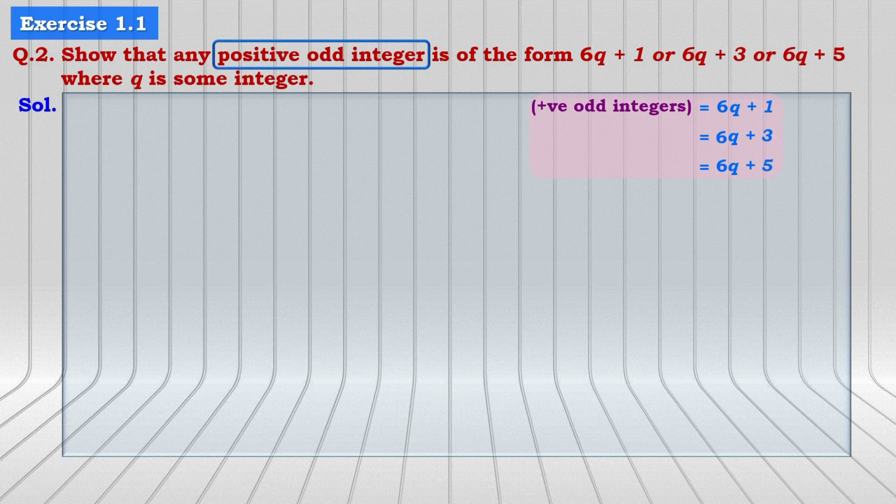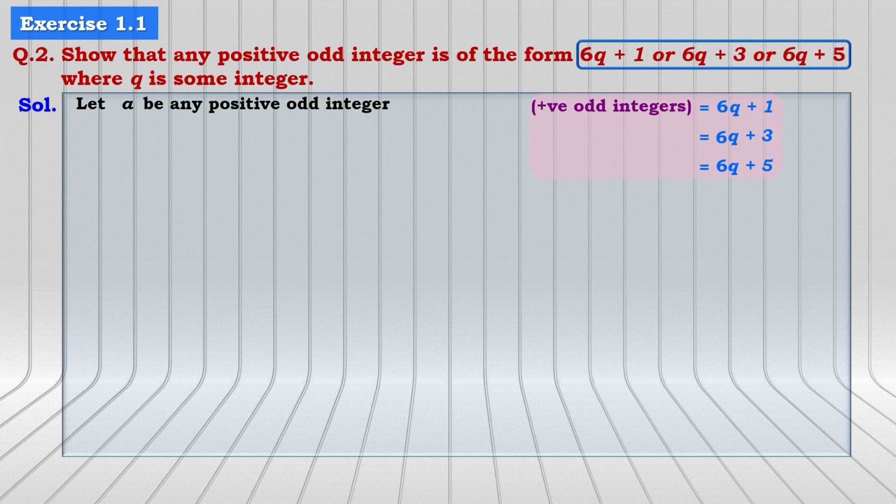So here they are asking for positive odd integers, which will be in the form of 6q plus 1, 6q plus 3 and 6q plus 5. So we can denote the positive odd integer as a. Let a be any positive odd integer. If we represent it in terms of Euclid's division algorithm, that is a equal to bq plus r, right? That is the Euclid's division algorithm.